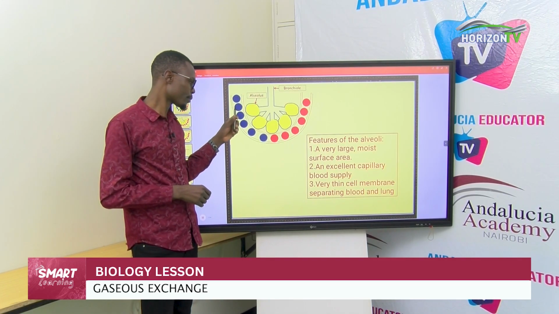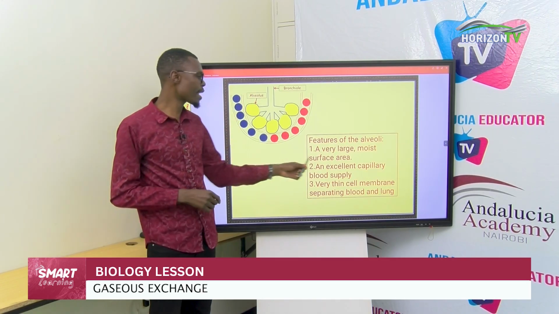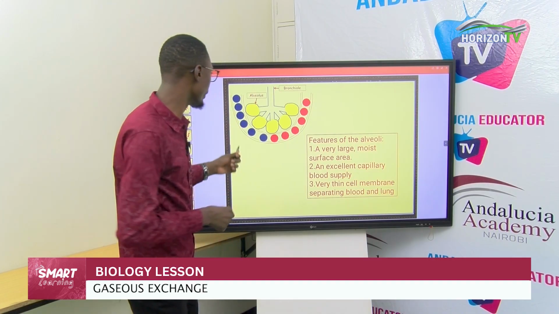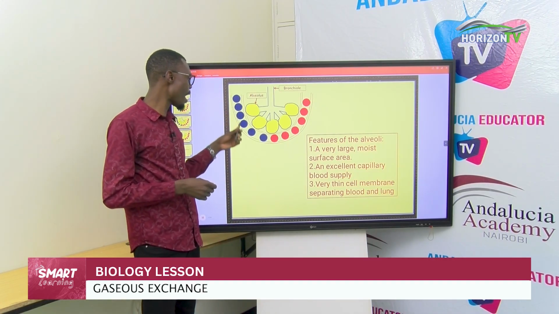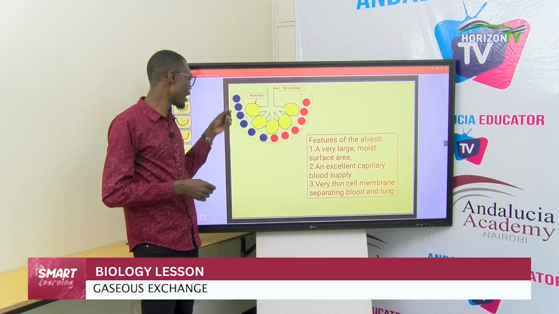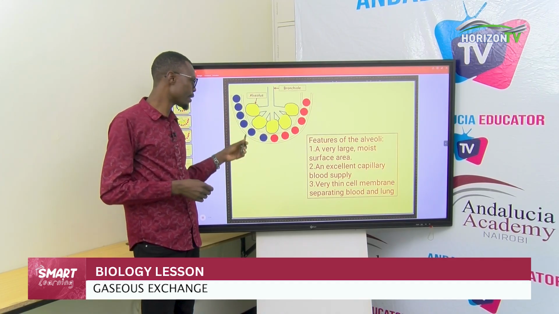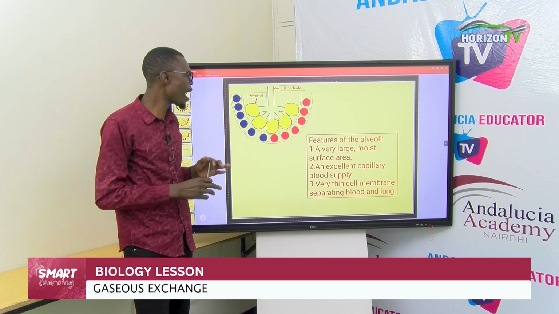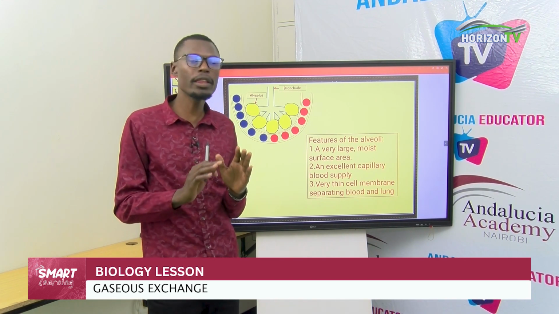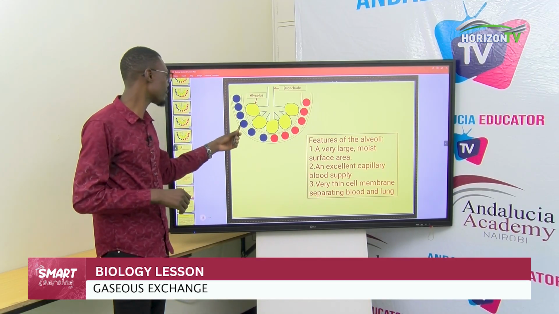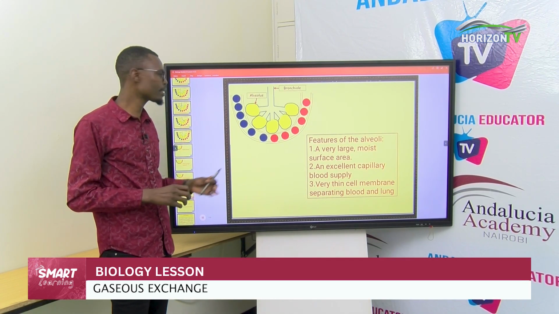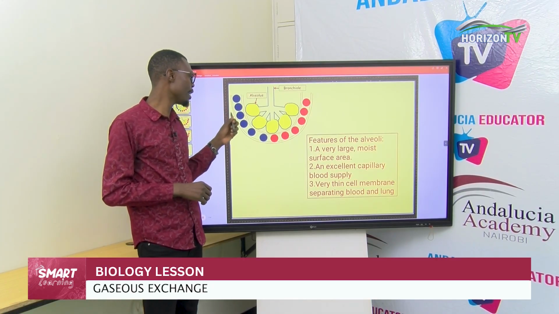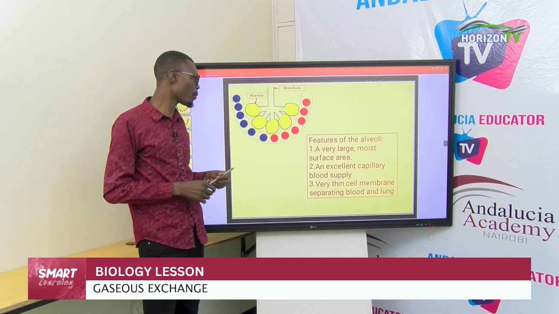Then lastly, but not least, it must be well supplied with blood capillaries. So here, this is a blood vessel with the blood inside it. That is the blood capillary. All the alveoli are surrounded with heavy blood capillaries, which collect the gas from the lung and release the gas that is from the body.